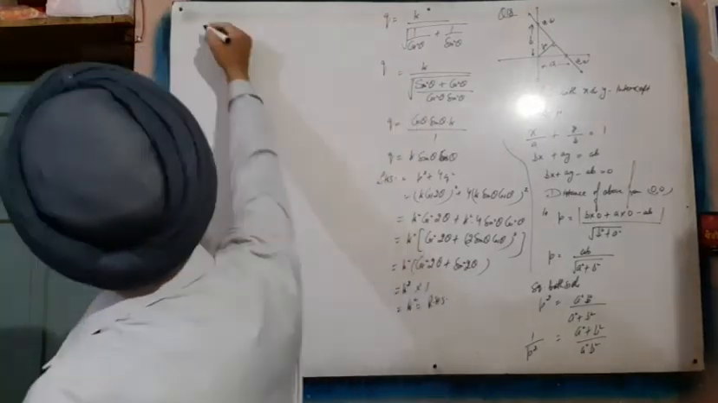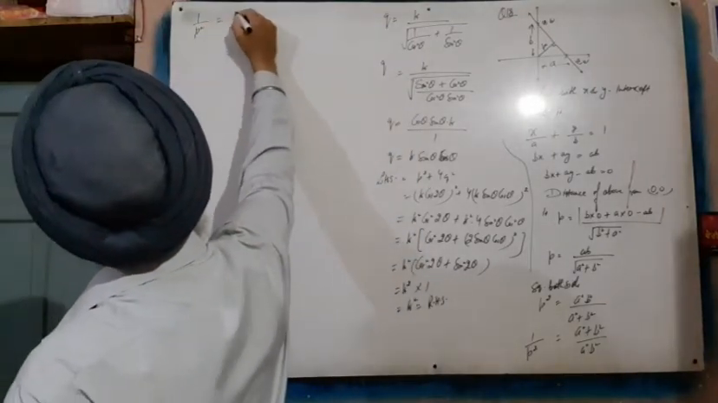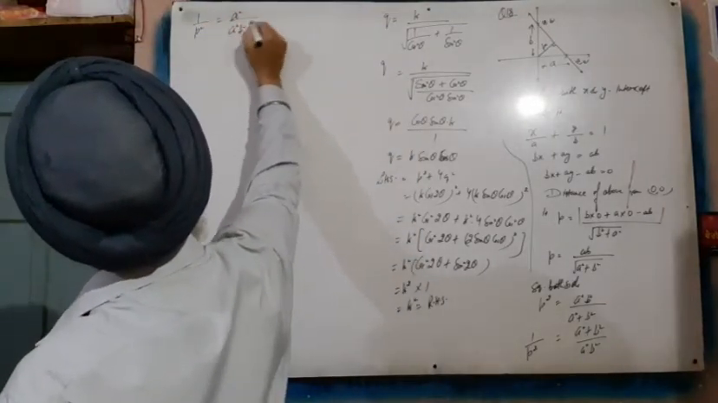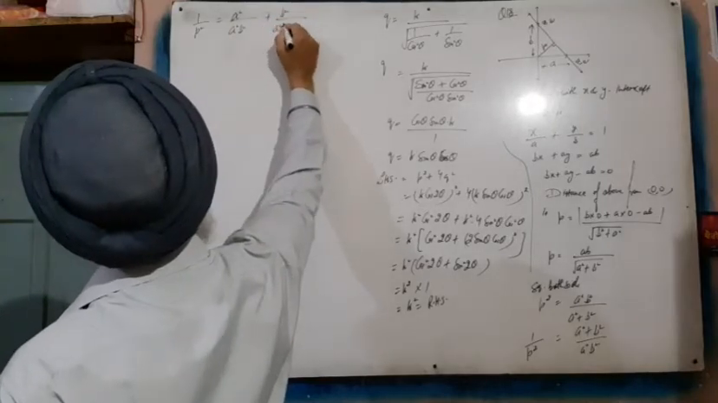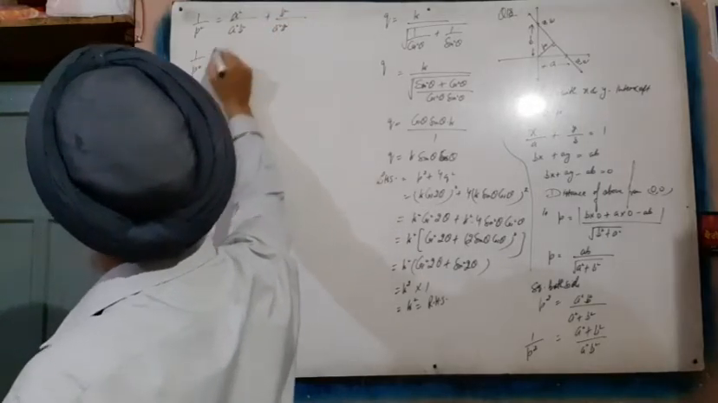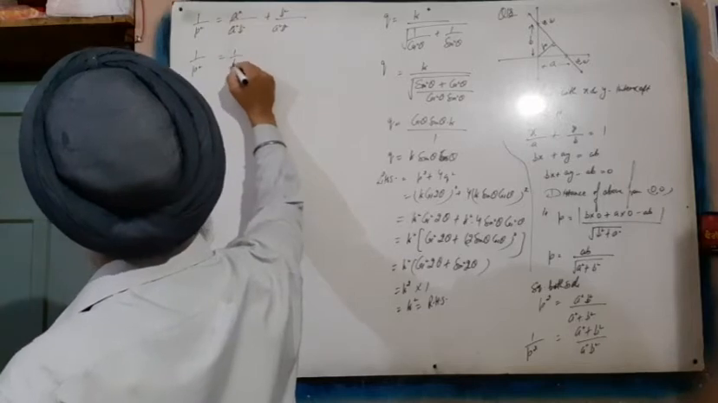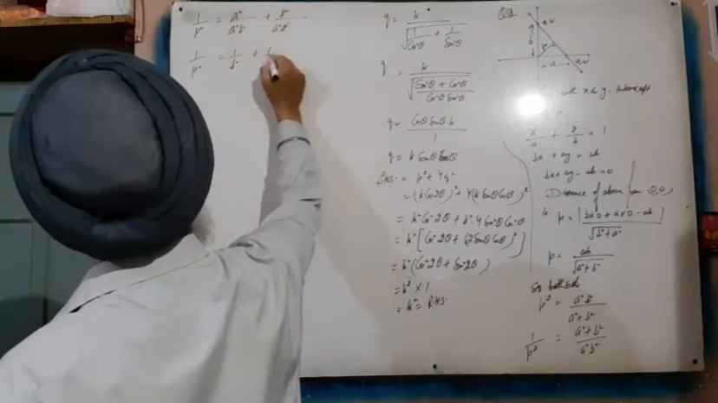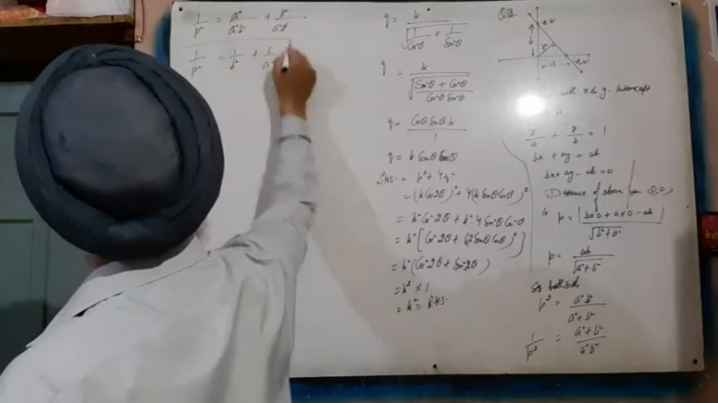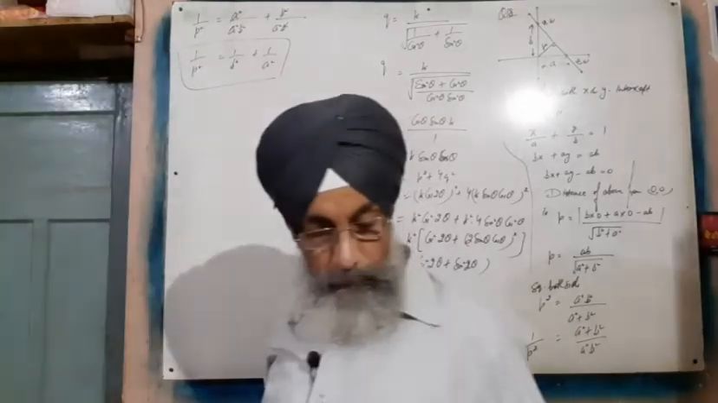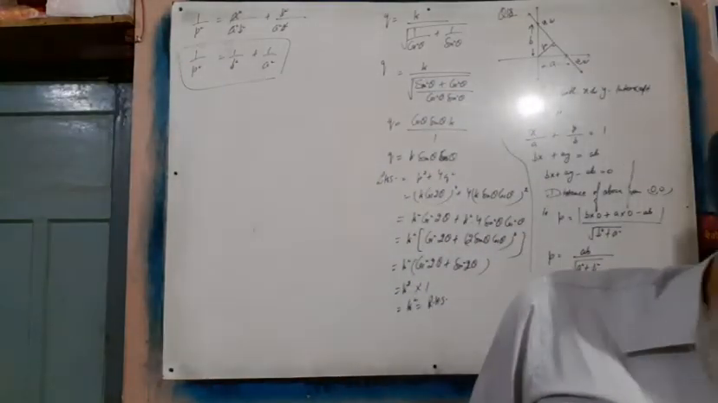So it becomes 1 upon P square, A square upon A square B square, B square upon A square B square, is 1 upon P square, 1 upon B square, it's 1 upon A square. That's the expression we have to prove here. Now we begin with the miscellaneous exercise.